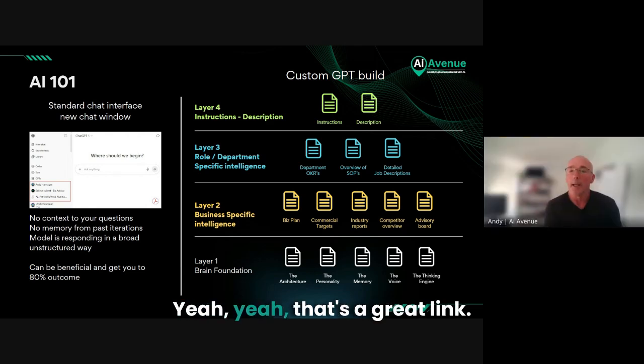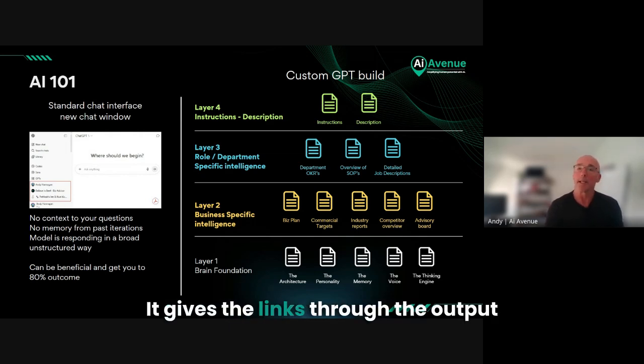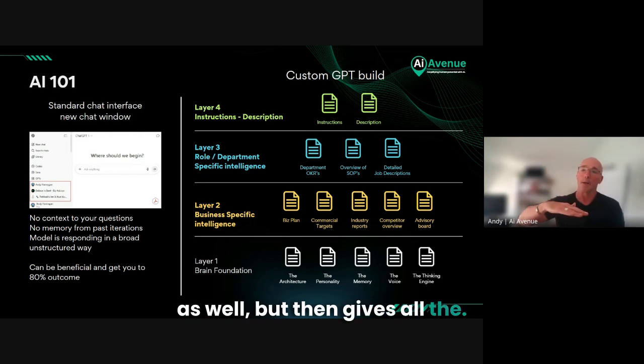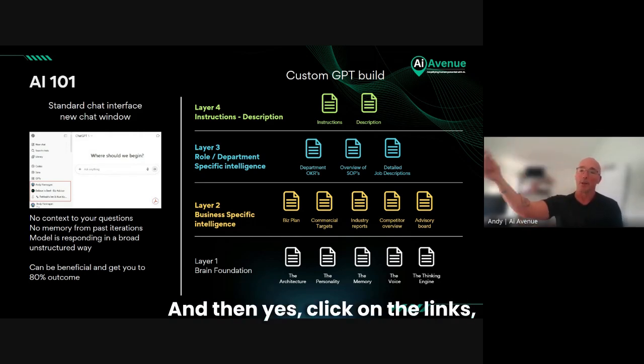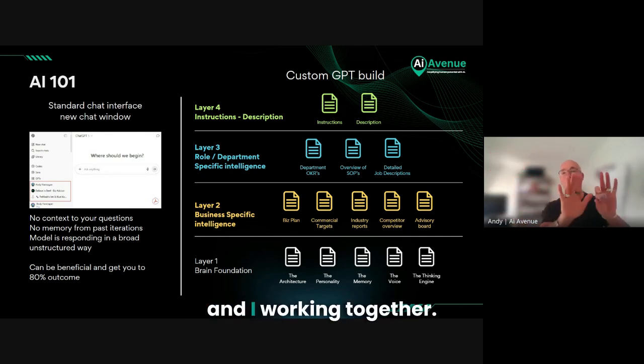Yeah, that's a great link. And what I've found in Perplexity is in the output, it gives all the sources at the bottom as links. It gives the links through the output as well, and then you click on the links, look at the report. Is it valid? Verify, as humans and AI working together.